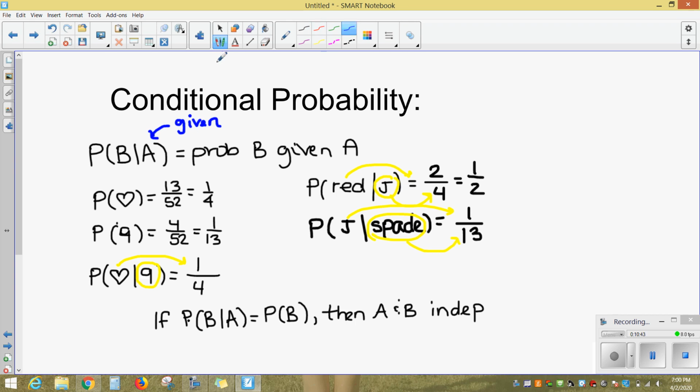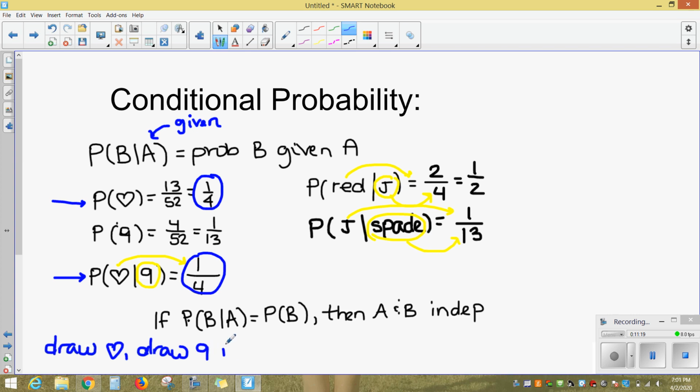Up here, we said the probability that I draw a heart, given that the card was a 9, is 1/4. The probability of drawing a heart out of a deck without giving any extra hints is 1 in 4. It's 1/4. Since these two are equal, that means the events drawing a heart and drawing a 9 are independent events.